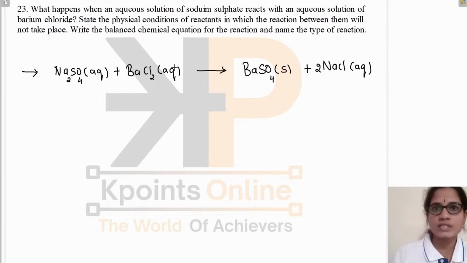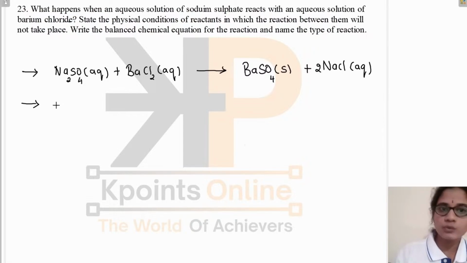Both are taken in the aqueous form and this is a precipitate formed in the reaction. So I have written S for it and sodium chloride is soluble. So I have written AQ for this. Okay. Now I need to state the physical conditions of reactants in which the reaction between them will not take place.